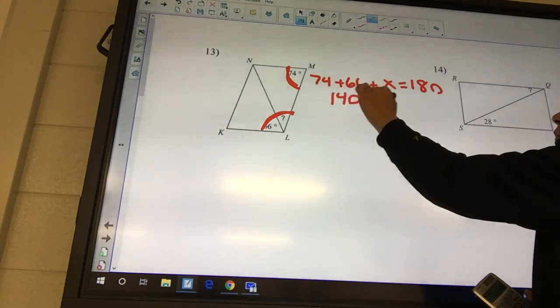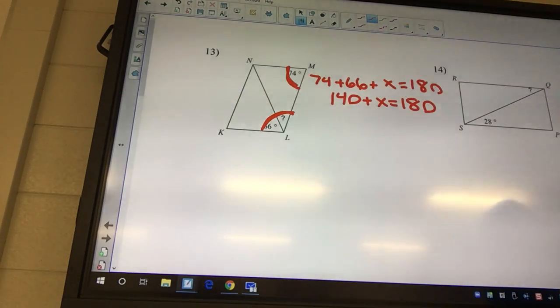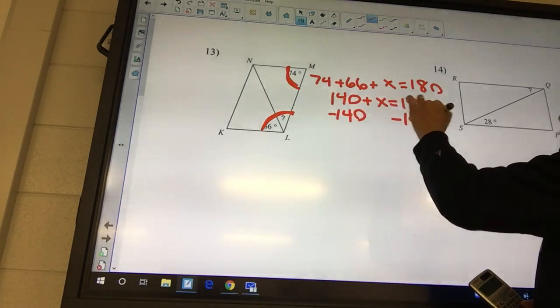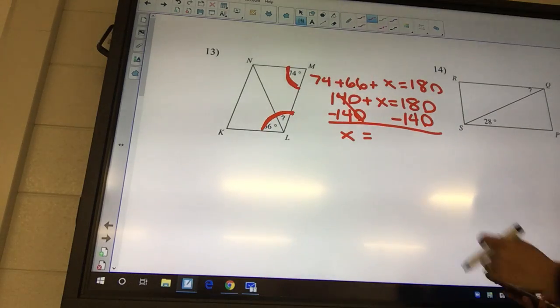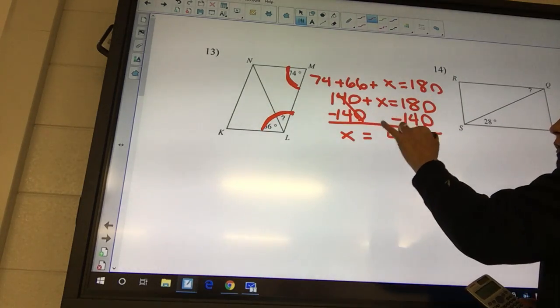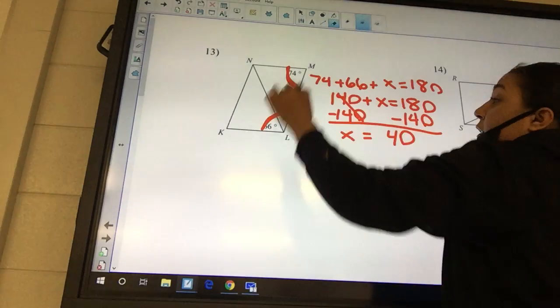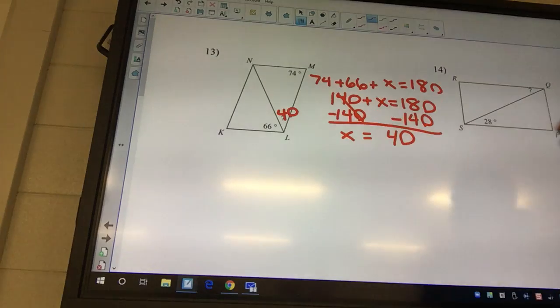140 plus X equals 180. Minus 140 on both sides. We got X equals 180 minus 140. Wait, can I look that up on the page? You can, it's 40. And so we could fill in this other angle right here, this question mark, with 40.